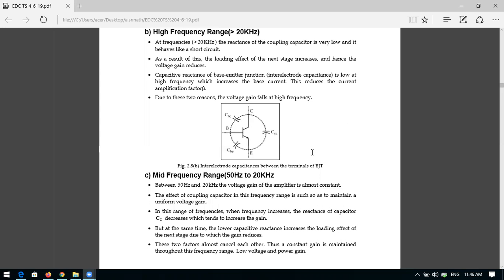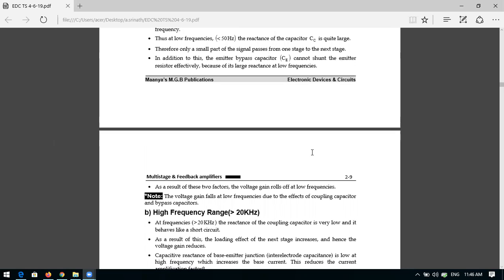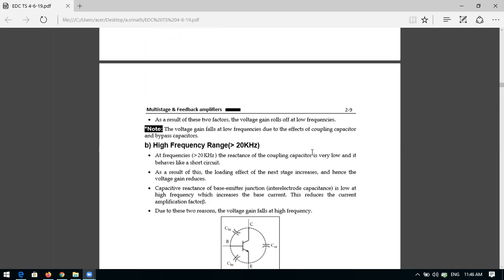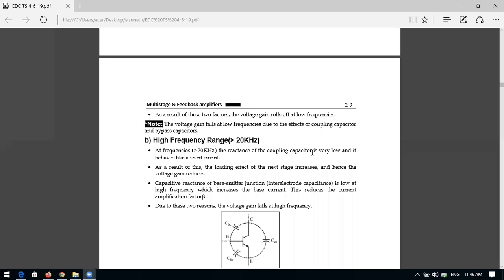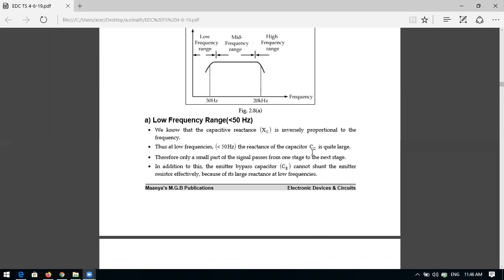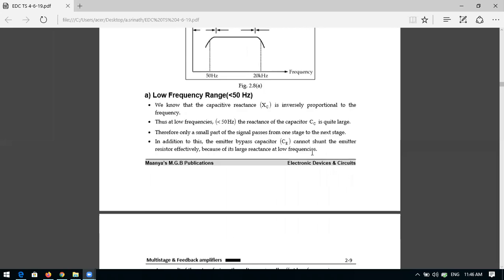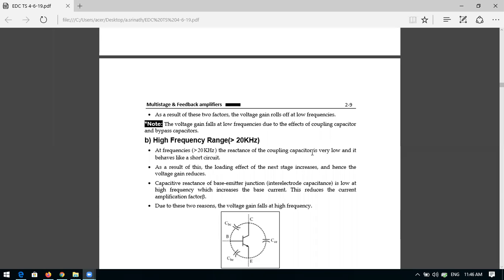Next, the second case is the high frequency range, greater than 20 kilohertz. Why will the gain fall? Below 50 hertz it will fall, and above 20 kilohertz it will also fall. What are the reasons? At frequencies greater than 20 kilohertz, the reactance of the coupling capacitor is very low, and it behaves like a short circuit. As a result, the loading effect of the next stage increases, and hence the voltage gain will reduce. Is it clear? That is the first reason.